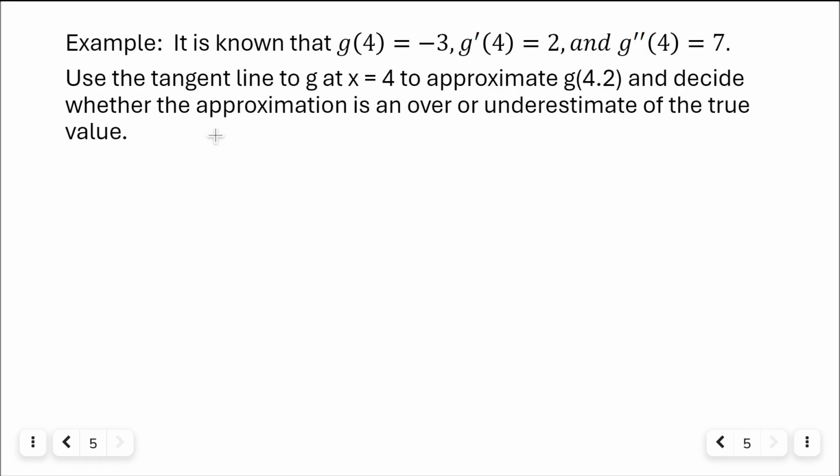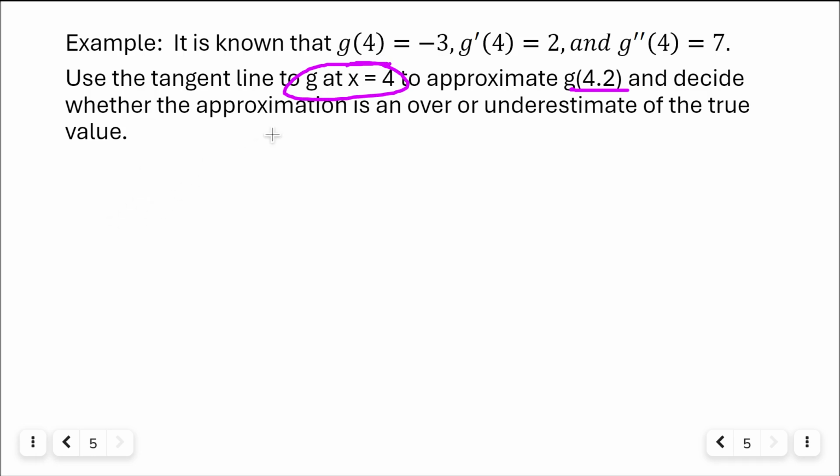All right, let's try one more. It's known that g of 4 is equal to negative 3, g prime of 4 is 2, and g double prime of 4 is equal to 7. Use the tangent line to g at x equals 4 to approximate g of 4.2 and decide if the approximation is over or under.